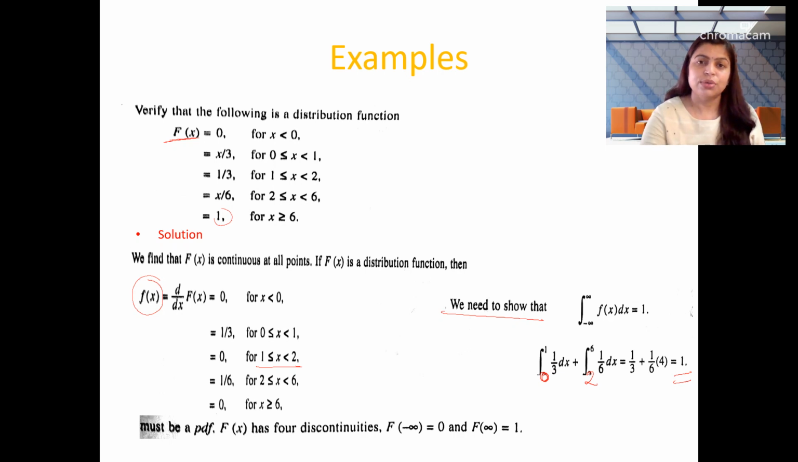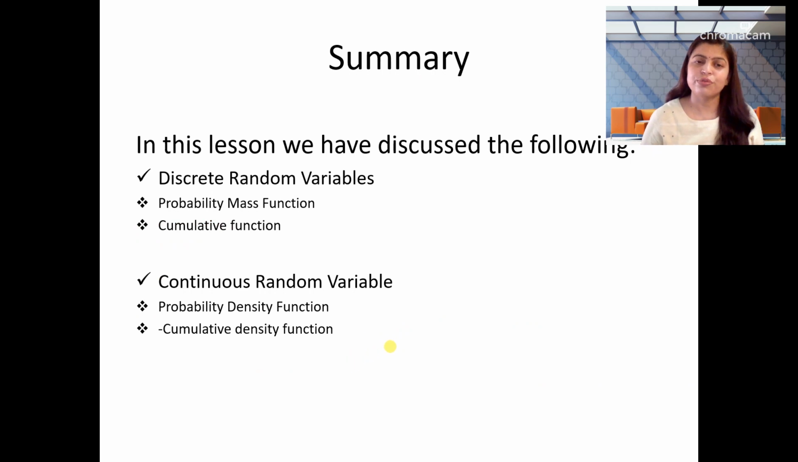Okay, so let me summarize what we have so far learned. For a discrete random variable, when we have the PMF, we have its cumulative function as well, and in the case of a continuous random variable, we have the probability function known as the PDF, and again relatively we can find its cumulative distribution function.